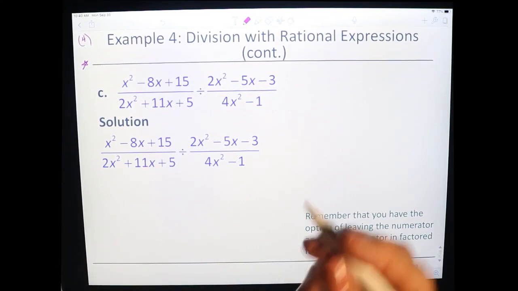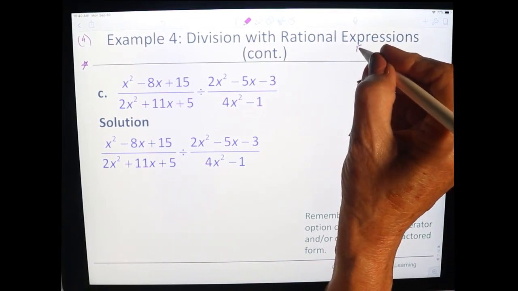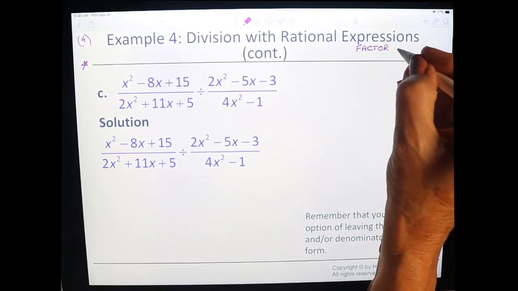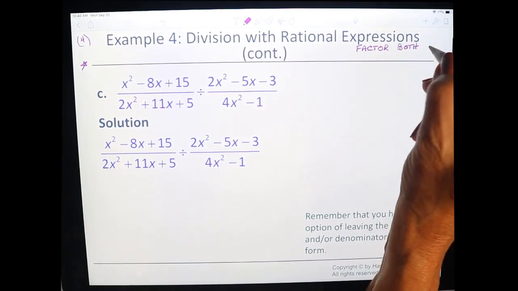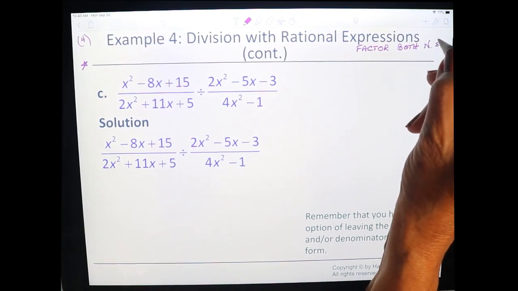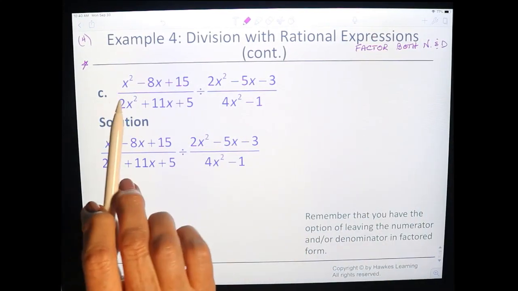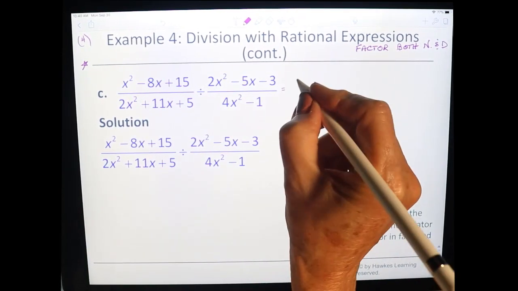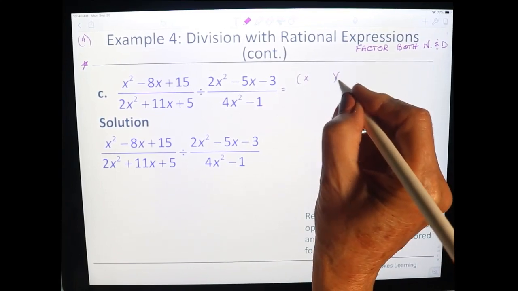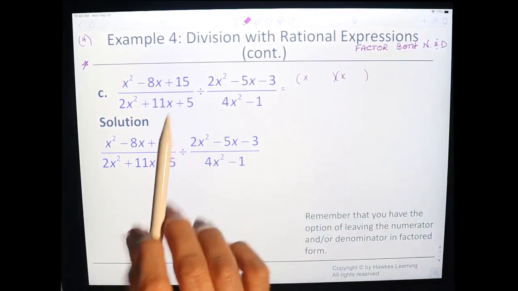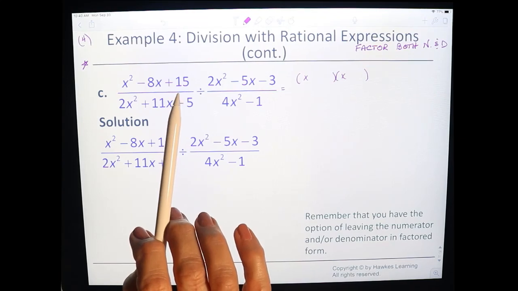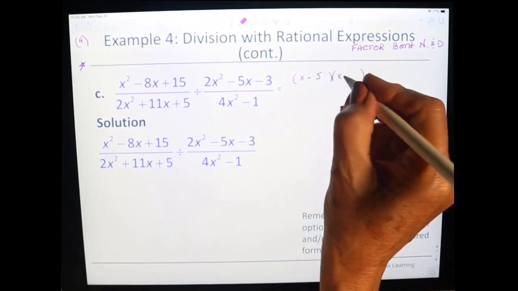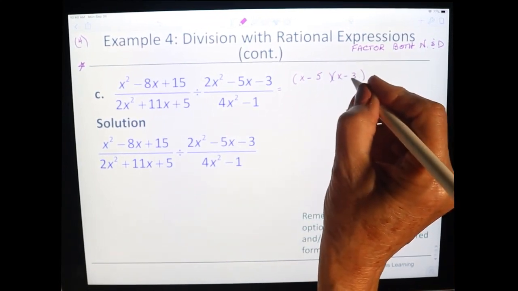This one's pretty complicated on face value, but remember our first step is to factor. If your factoring skills are good, we're in great shape. So just take it slowly. Numerator and denominator we're going to factor. I'm looking at this trinomial. I can factor that into, let's see, 2 factors of 15 are 5 and 3 that will add to give me -8 and multiply to give me +15. All right, that looks good.